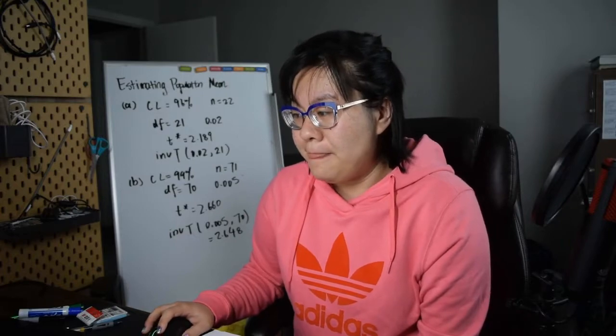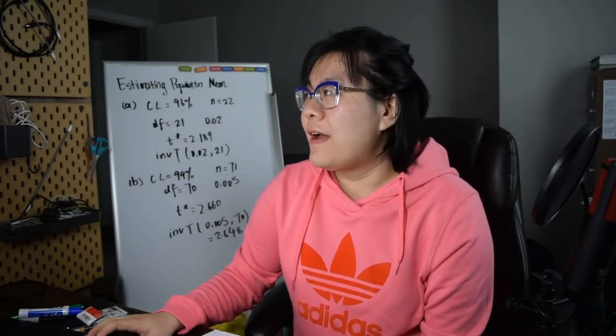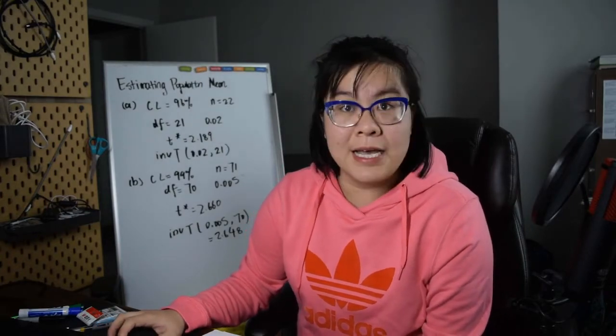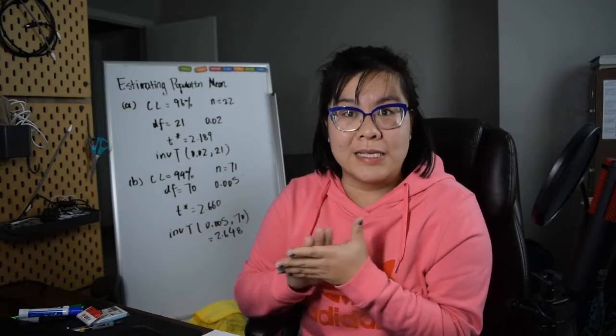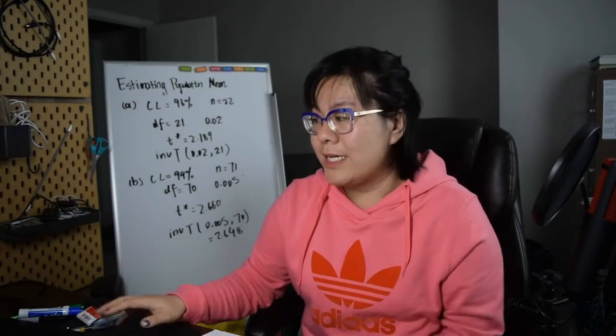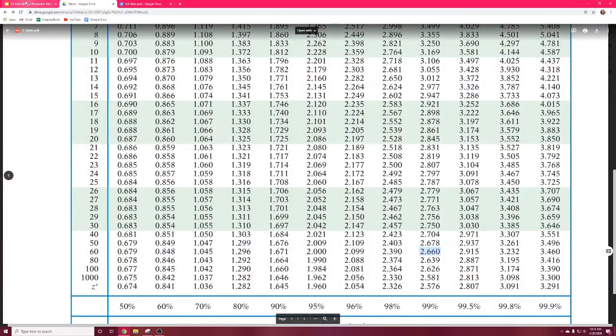So I hope you get what's going on here, and it's very similar to checking the z table, but over here we use another component. It's called degree of freedom, which is n minus 1. Right? So let's keep going.